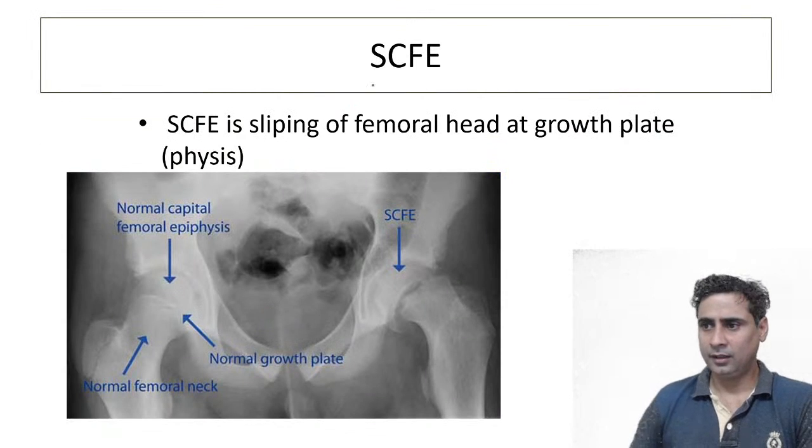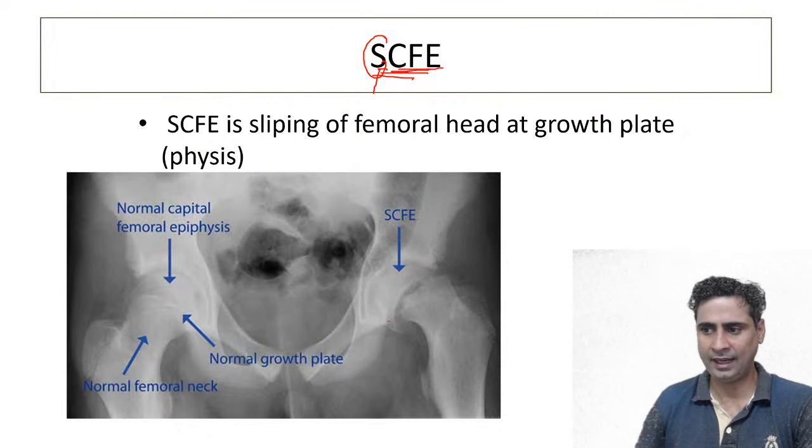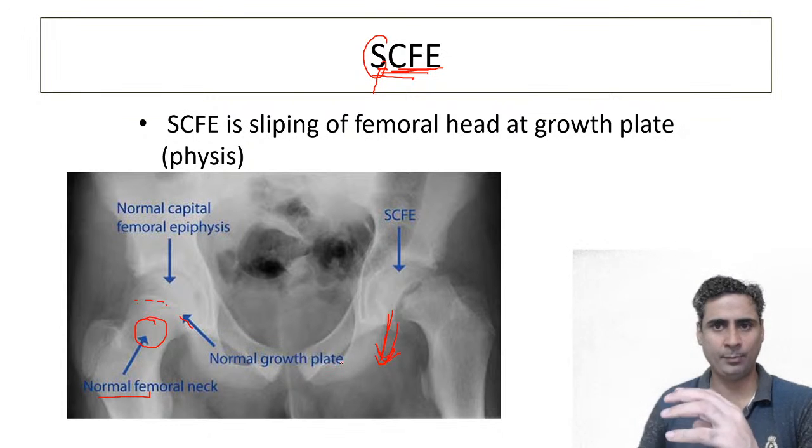Now we will discuss slipped capital femoral epiphysis. As the name suggests, slipping of the capital femoral epiphysis. So the epiphysis of the femoral head slips down. Here you can see this is the normal epiphysis. This is the physis or growth plate and this is the metaphyseal area of the femoral neck. Now on this side, the affected side, this epiphysis of the femoral head has slipped down. So that is a slipped capital femoral epiphysis.